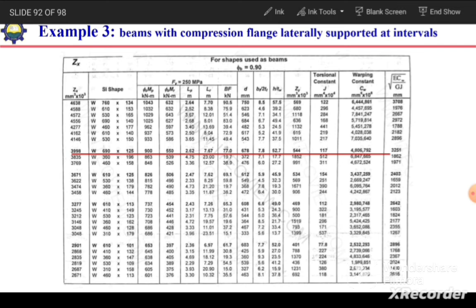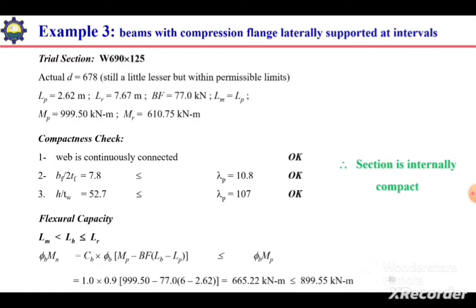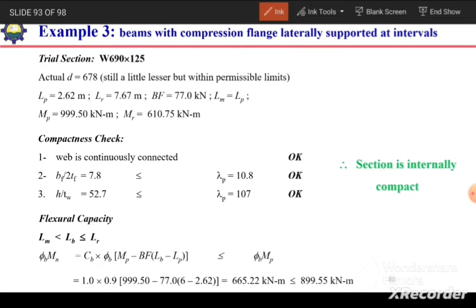Okay, so from this table we can select the properties of our selected section 690 into 125: the φb Mp value, φb Mr, Lp, Lr, bf, d, because we need these values to perform the capacity checks. So our trial section is 690 into 125, its actual depth is 678, which is less than 682, but it is within the permissible limits. Lp is 2.64, Lr is 7.67, bf is 77, and Lm will be equal to Lp as Cb is equal to 1.